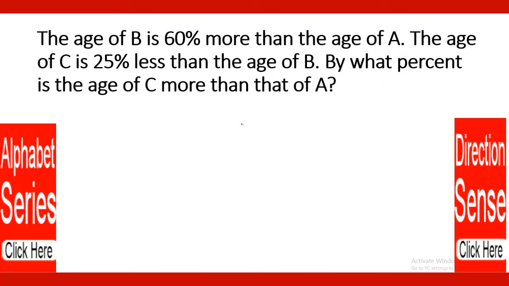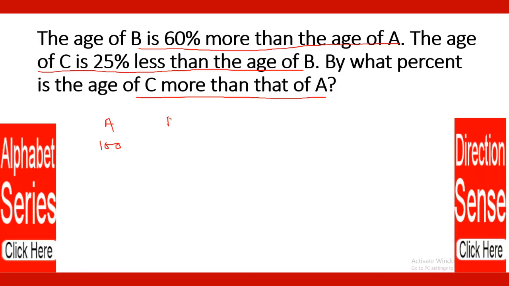Here is another question on the screen. The age of B is 60% more than the age of A. The age of C is 25% less than the age of B. Then by what percent is the age of C more than that of A? So first let us take that A's age be 100. We are not using any formula.